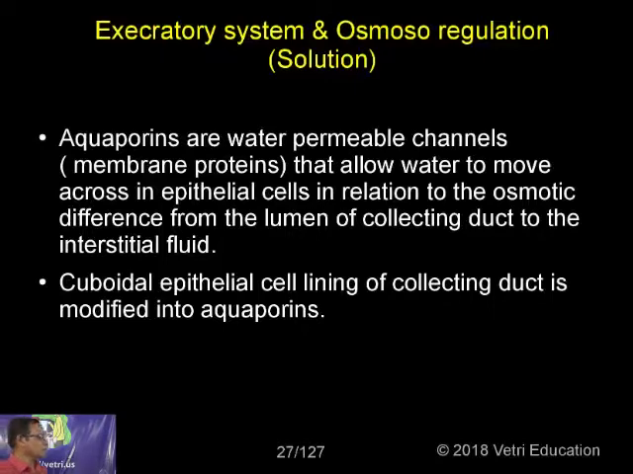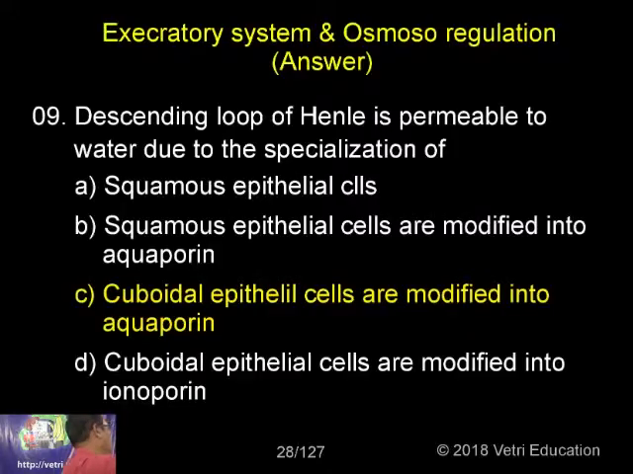The distal convoluted tubule is followed by what is called the collecting duct. It is permeable to urea, and also permeable to water. So such aquaporins, the membranous protein pores, are responsible for the absorption of water.